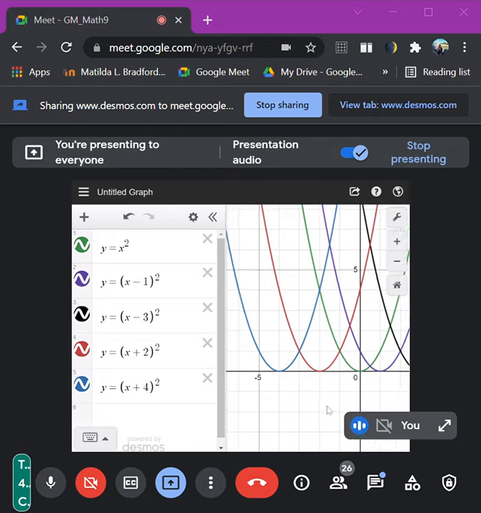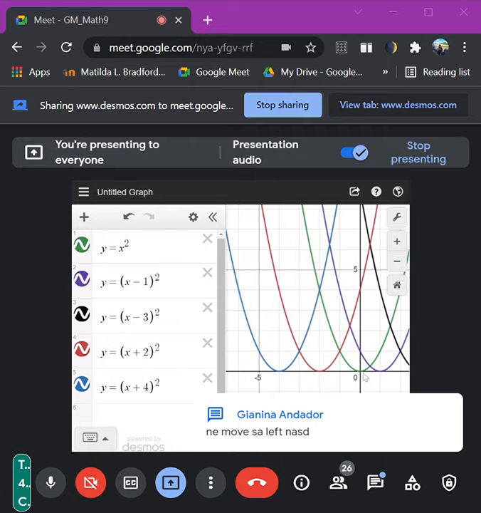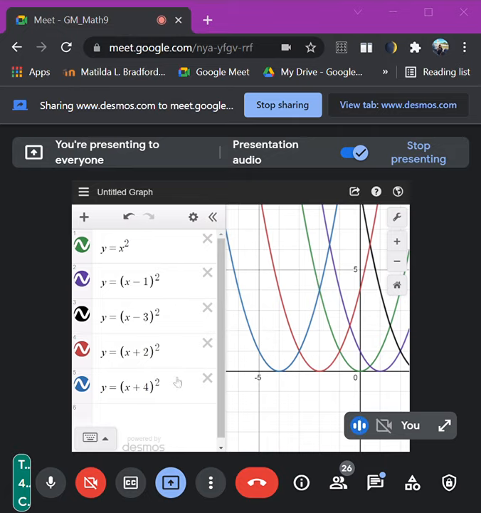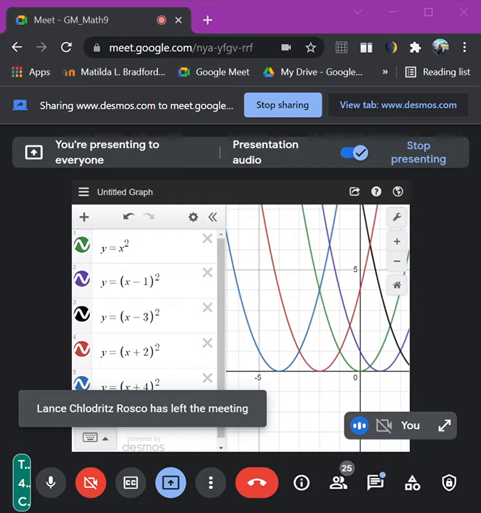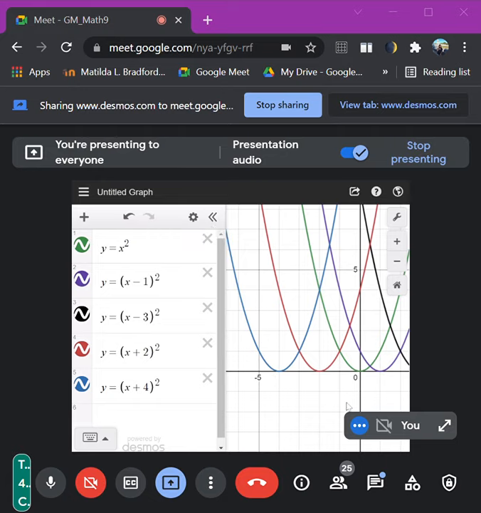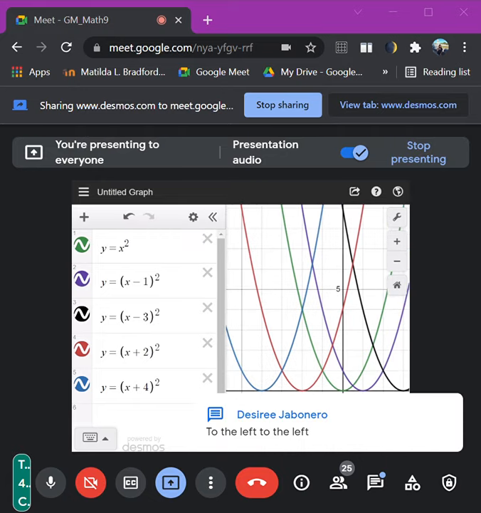So, as you can see, the movement of the parabola is still to the left, and then 4 from our parent function. It moves to the left, because it is negative 4, the value of h. Okay, do you understand, class? Our changes: to the left, to the left.